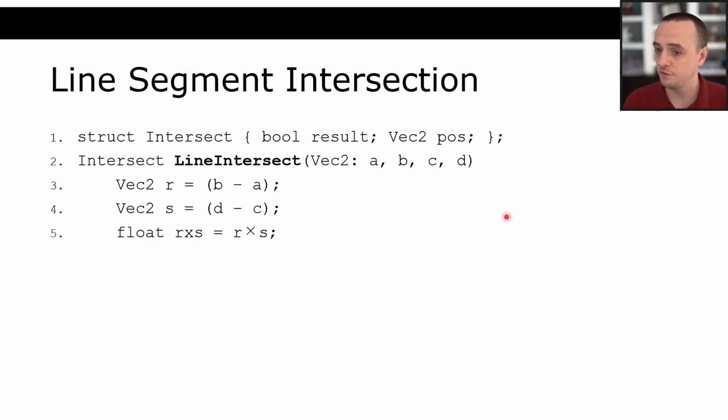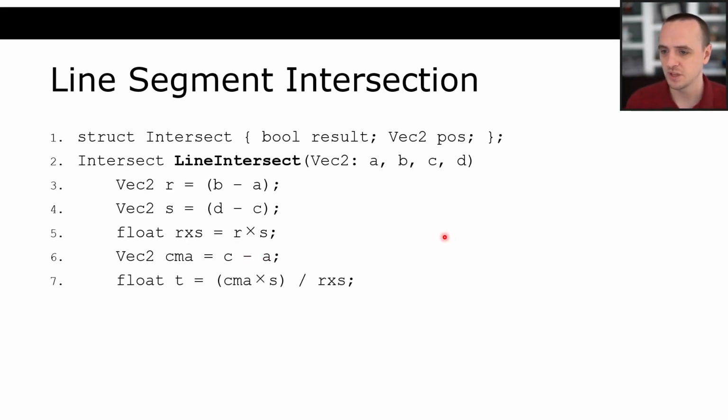We have a float because the result of a 2D cross product is a scalar, or a floating point value. So I'm calling this RXS, right, because it looks like it. So we compute RXS and we store it. Next, we compute and store C minus A because we're going to use that twice, remember. Then we have a float T, that is the scalar value that we're scaling the vector from A to B by, and that is equal to CMA, that is C minus A, cross S divided by R cross S. And then we have U is equal to this.